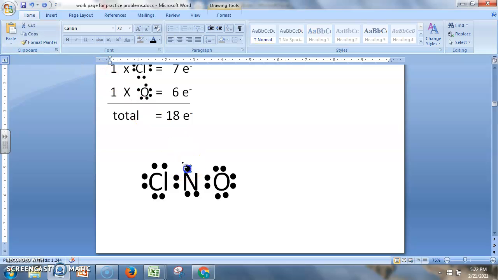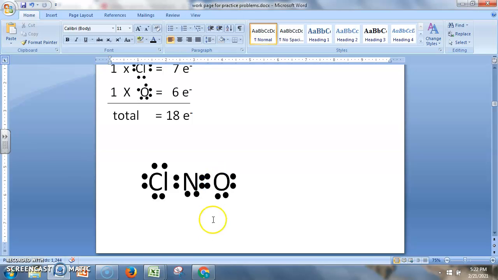So I could erase, for instance, this pair right here. Because if I erase this pair off nitrogen, I can use a pair of electrons from the oxygen to put into the bond to make up for the ones that were just erased. So I'm putting these electrons right into the bond to make a double bond there. 2, 4, 6, 8, 10, 12, 14, 16, 18. We have the right number of electrons on this thing.